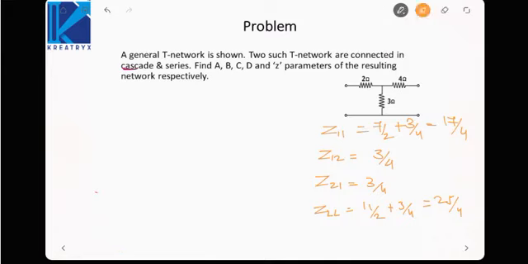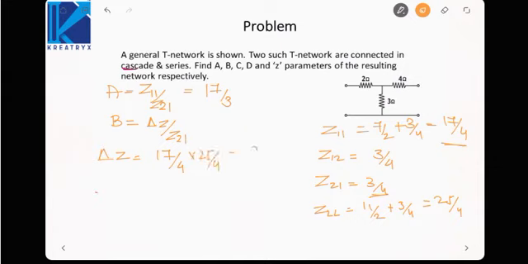That means what will be the value of A? It is actually Z11 by Z21, 17 by 4 divided by 3 by 4. It is 17 by 3. What about B? Delta Z by Z21. Delta Z is actually 17 by 4 into 25 by 4 minus 9 by 16.